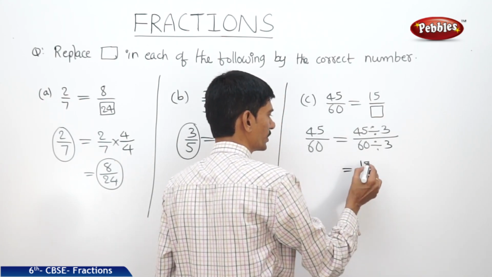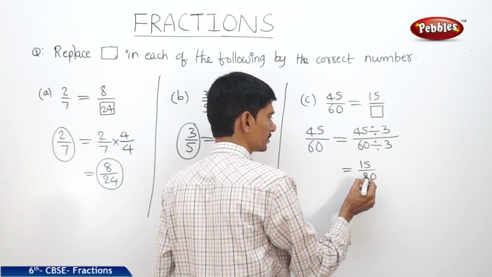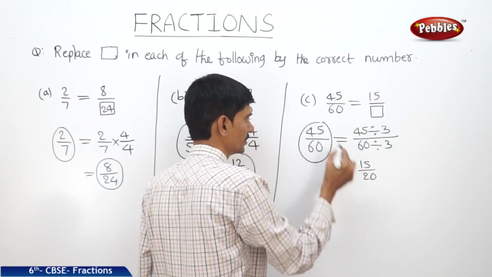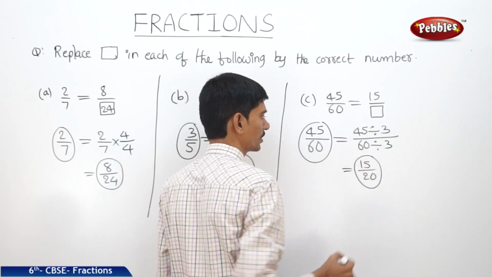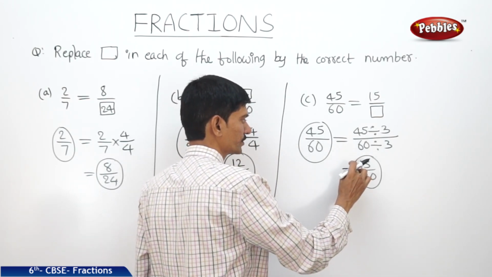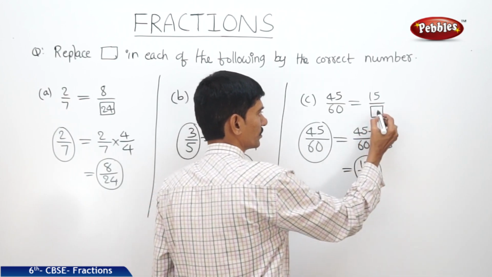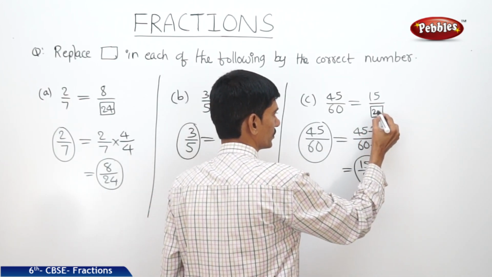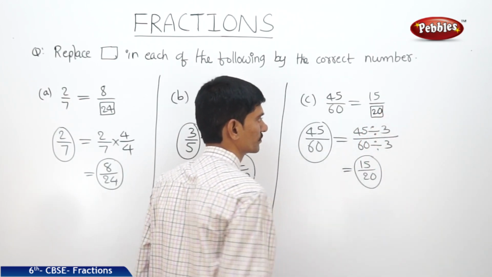So when the numerator is 15, the denominator is 20. So here 45 by 60 and 15 by 20 are equivalent fractions. So the box number is 20. Now let's have the next question.